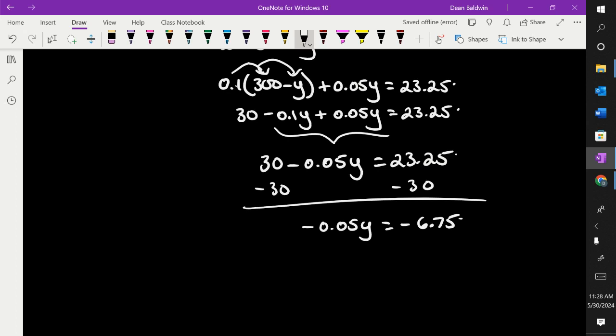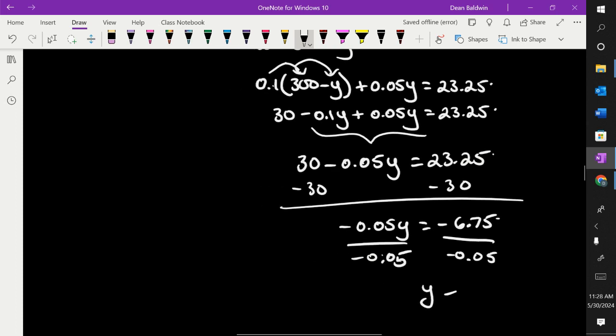Okay, so I get negative 0.05y is equal to negative 6.75. Final step. Divide by what? Negative 0.05. The negatives have to cancel because the y represents the number of nickels, so you can't have a negative number of nickels. So you're going to divide by negative 0.05, and you get y is equal to 135.